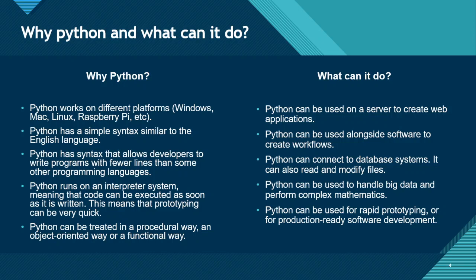And Python runs on an interpreter, so that's a different thing. Normally programming languages like C++ and Java have a compiler, but Python has an interpreter system, meaning that the code can be executed as soon as it is written. This means that prototyping can be very quick. And Python can be treated in a procedural way, an object-oriented way, or a functional way. So it supports object-oriented programming and procedural programming, and there are so many good things about Python.